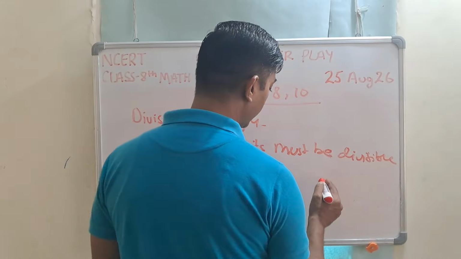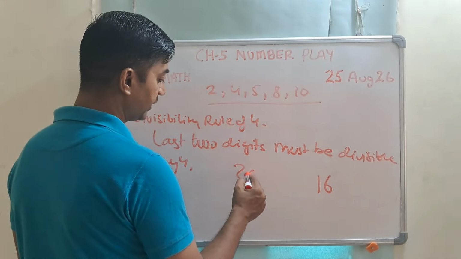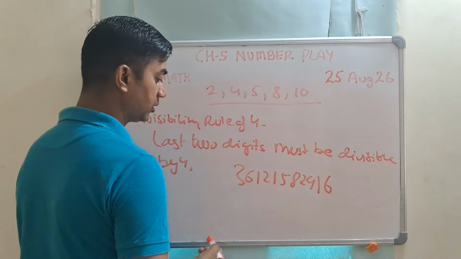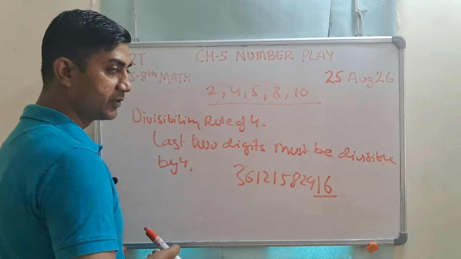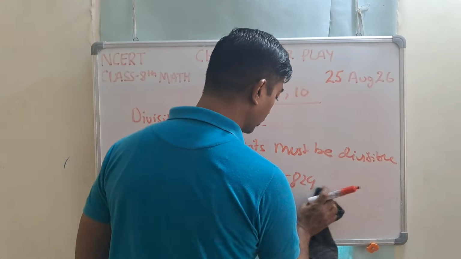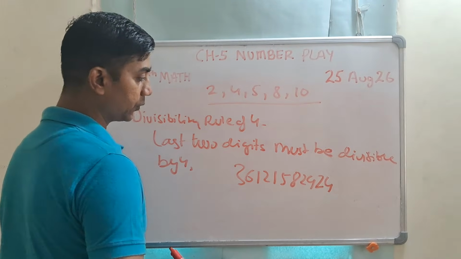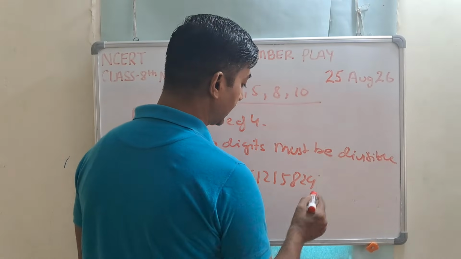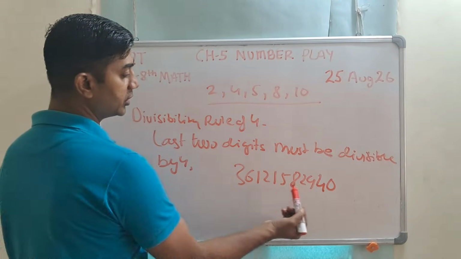It means that if you have written here 16, now you can write anything before it: 3, 6, 1, 2, 1, 5, 8, 2, 9. Understood? Since 16 is divisible by 4, this whole number is also divisible by 4. You can replace it with another ending also. If you write 24, then again this number is divisible by 4. So you only have to check whether your last two digits are divisible by 4. So this number is also divisible by 4.